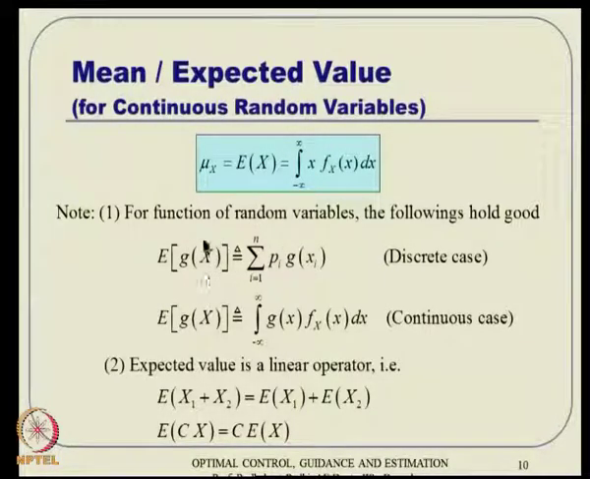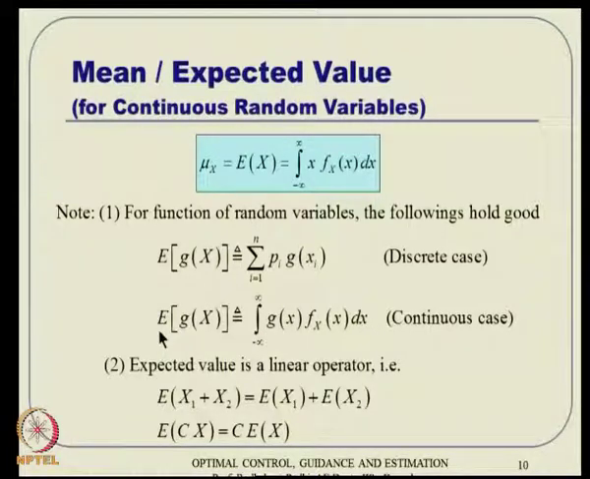Now, if you take a random variable x in the discrete domain, which can take only discrete values, and you talk about a function of that, then the expected value turns out to be the summation from i equals 1 to n of pi g of xi. But if it is a continuous case, that means x is a continuous random variable, then the expected value is defined something like this.